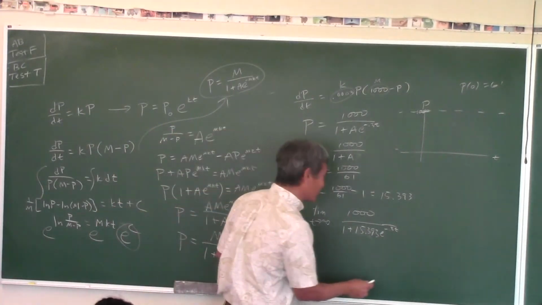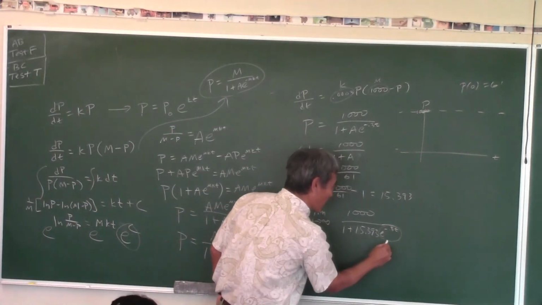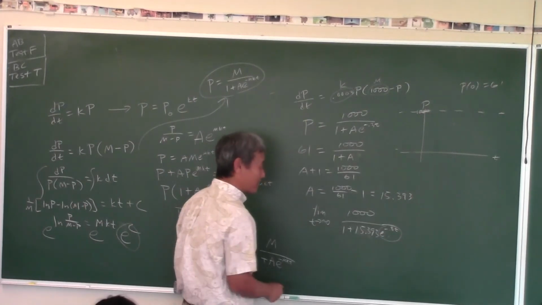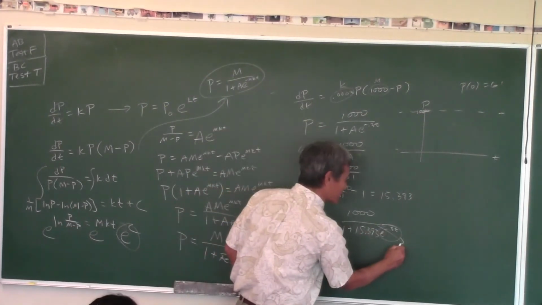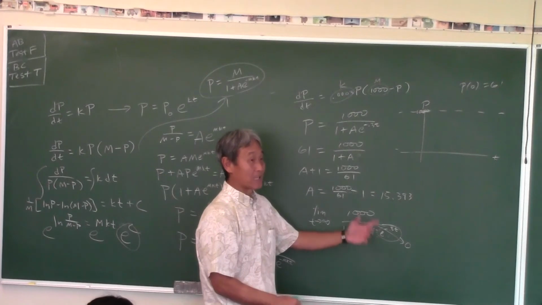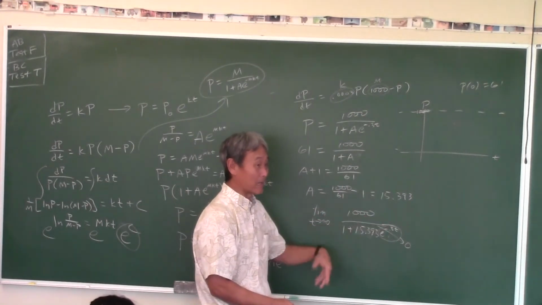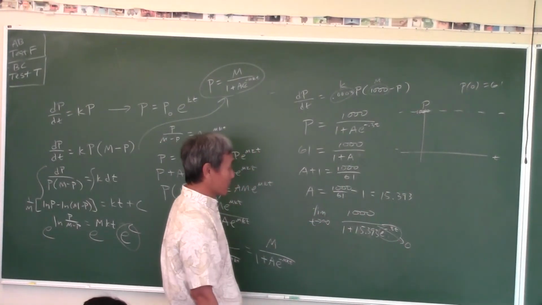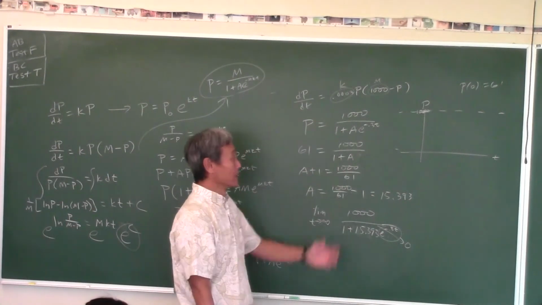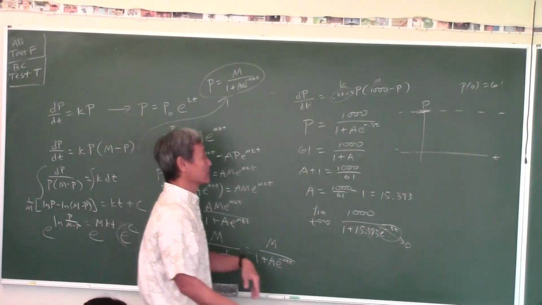1,000. You don't have to know 1,000, just look at that. What's the limit of this thing as t gets infinitesimally small? Zero. That goes to 0, right? Because that's like 1 over e to the something. That goes to 0. So therefore the whole thing goes to 1,000. So it makes sense that the horizontal asymptote is 1,000.